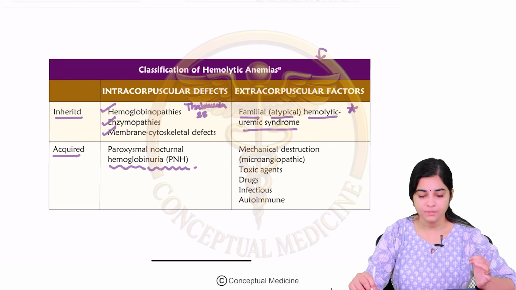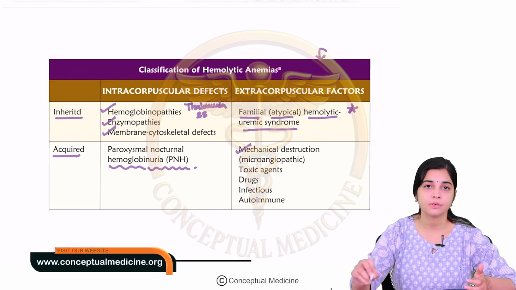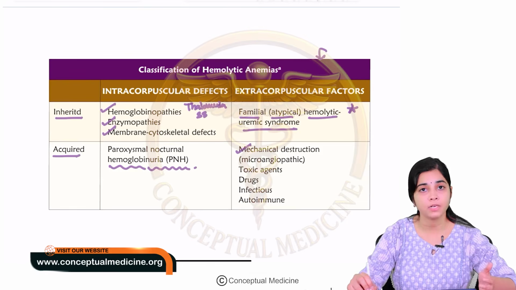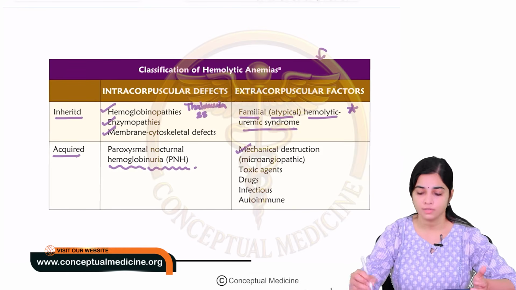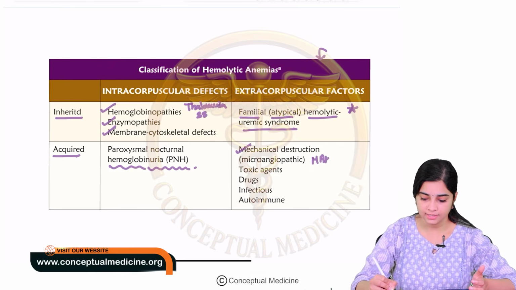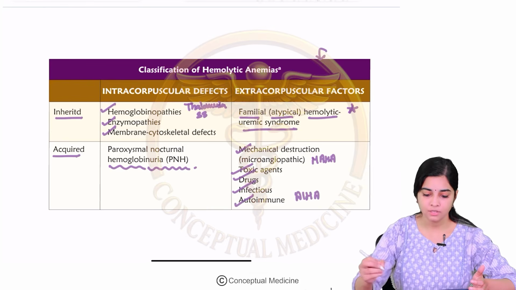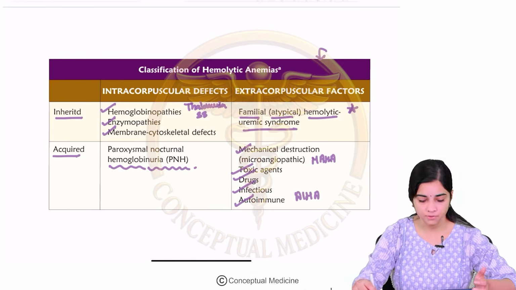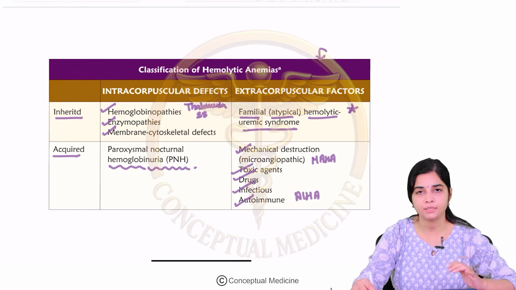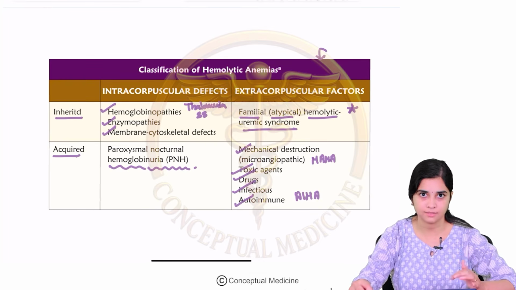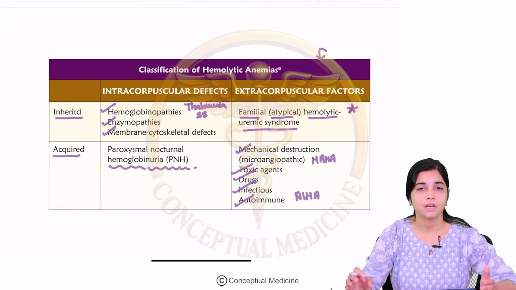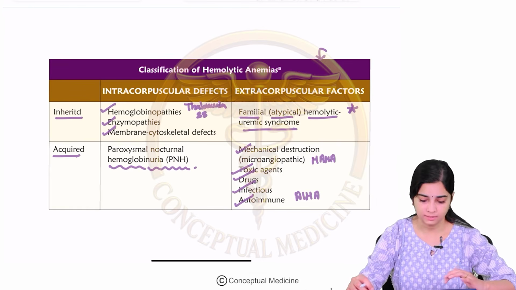Then, when we look at acquired causes due to extracorpuscular factors, it can be because the RBCs are getting destroyed due to some mechanical factors, which we call MAHA or microangiopathic hemolytic anemia. It can be due to drugs, toxins, infections, autoimmune hemolytic anemia. All of these are examples of acquired causes of hemolytic anemia due to extracorpuscular factors. Clear? So this is how you classify the hemolytic anemias.